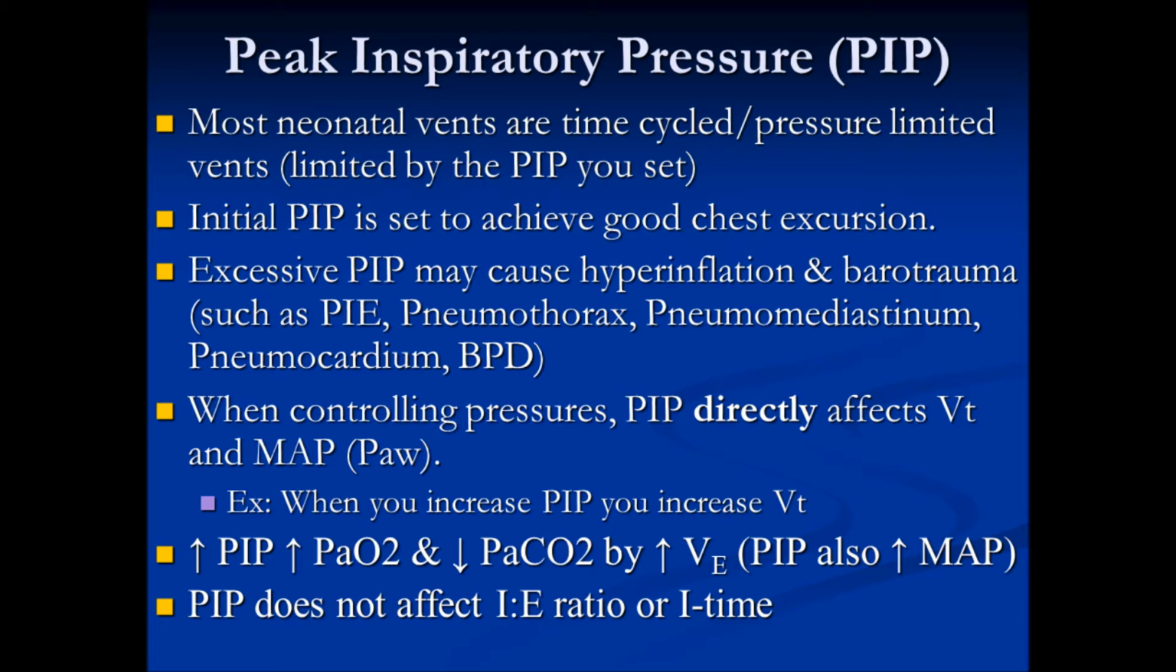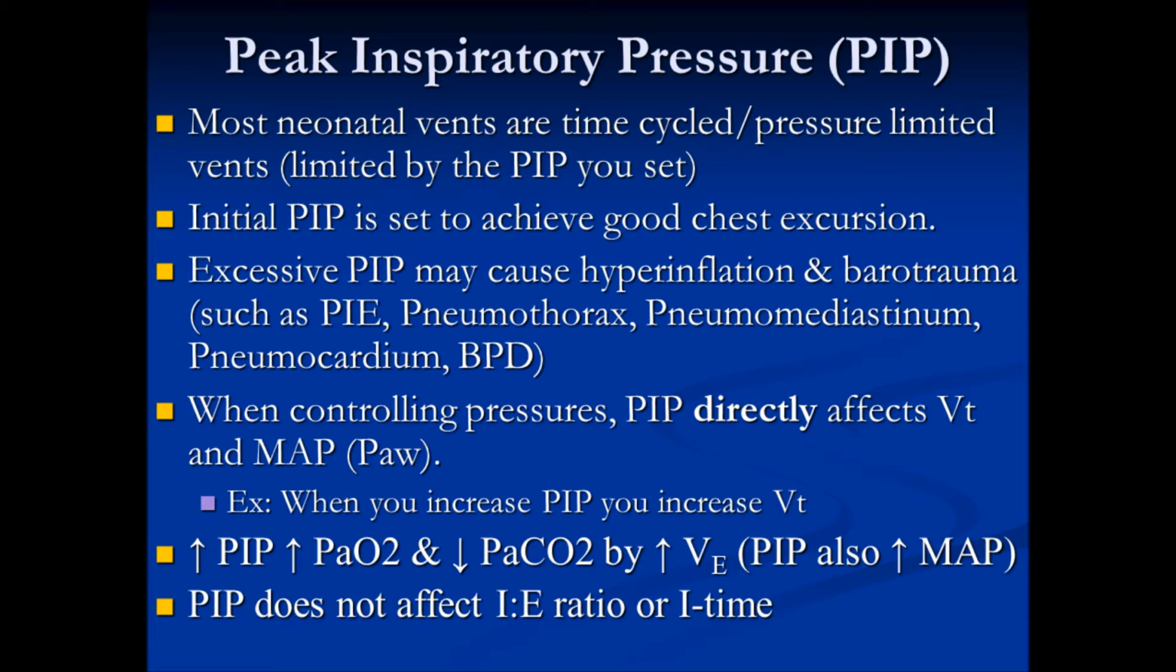Pneumothorax is another. Of course, you already know what a pneumothorax is. Pneumomediastinum, you already know what that is. Pneumocardium, you should know what that is. And BPD is bronchopulmonary dysplasia. So since you already know about the pneumos, whether it's in the thoracic cavity or in the mediastinum or around the heart, we will touch on those very briefly, but PIE and BPD we will talk about extensively when we get to the next module.